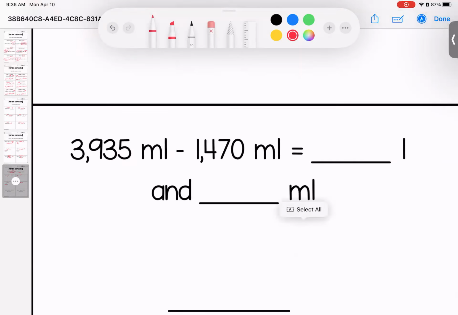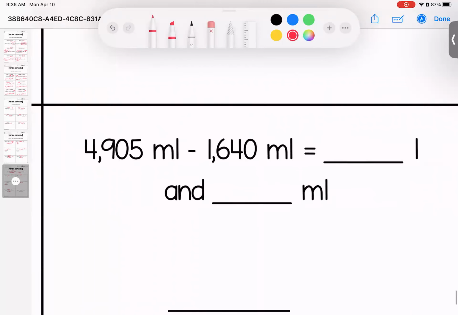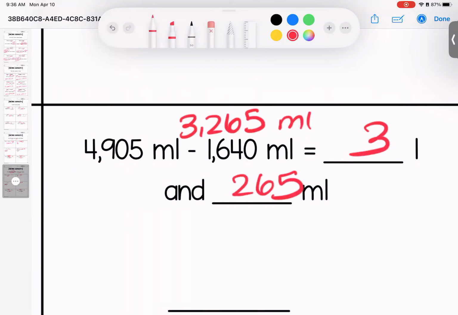And back to the land of not easy mental math, but not bad. When I subtract these numbers, I get 2,465 or 2 liters, 465 milliliters. Last one, again, not quick mental math, but easy enough to subtract. I get 3,265 milliliters or 3 liters, 265 milliliters. Questions? Bring them to class.